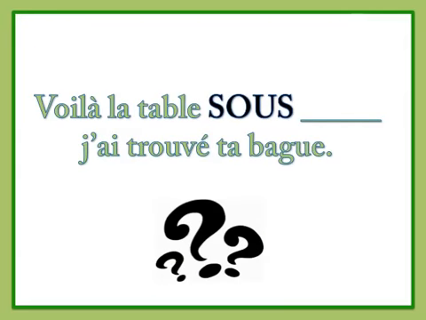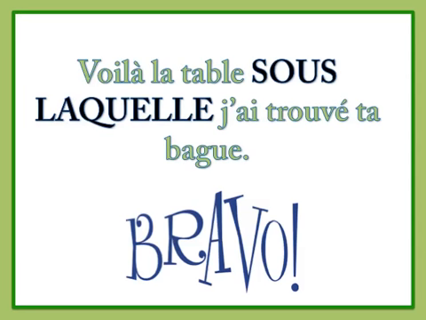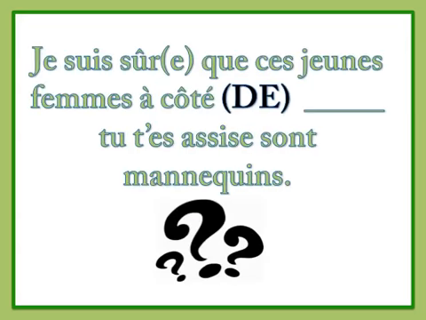Okay. Voilà la table sous, so sous is a preposition. Voilà la table sous blank, j'ai trouvé ta bague. So there's the table under blank, I found your ring. Voilà la table sous laquelle j'ai trouvé ta bague. Sous laquelle, because laquelle is making reference to la table. We already have sous, so we don't need another preposition like à or de. That's a big clue.